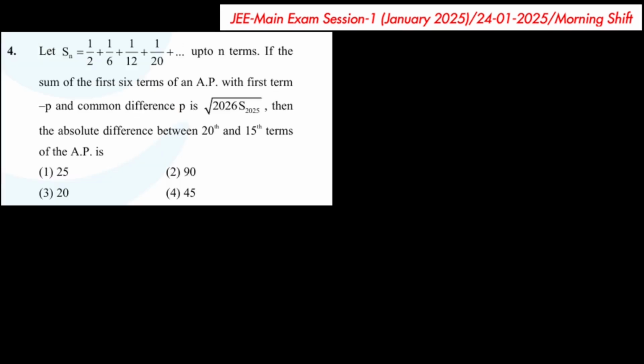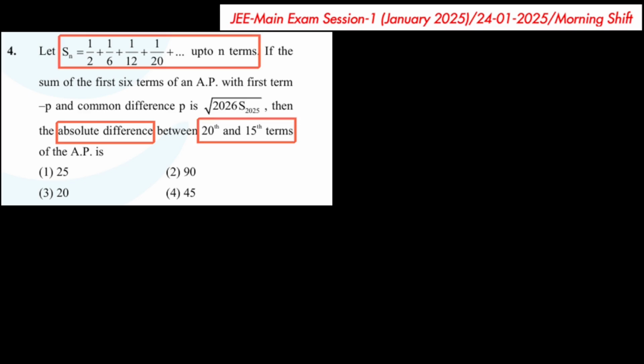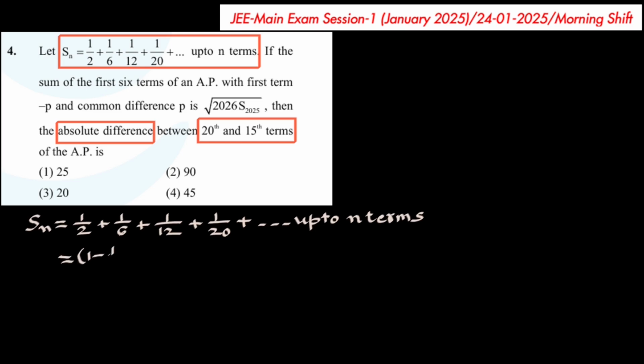In this question, we have to find the absolute difference between the 20th and 15th terms. First, we will find Sn in terms of n. This we write as 1 minus half plus half minus 1/3 plus, and so on and so forth.